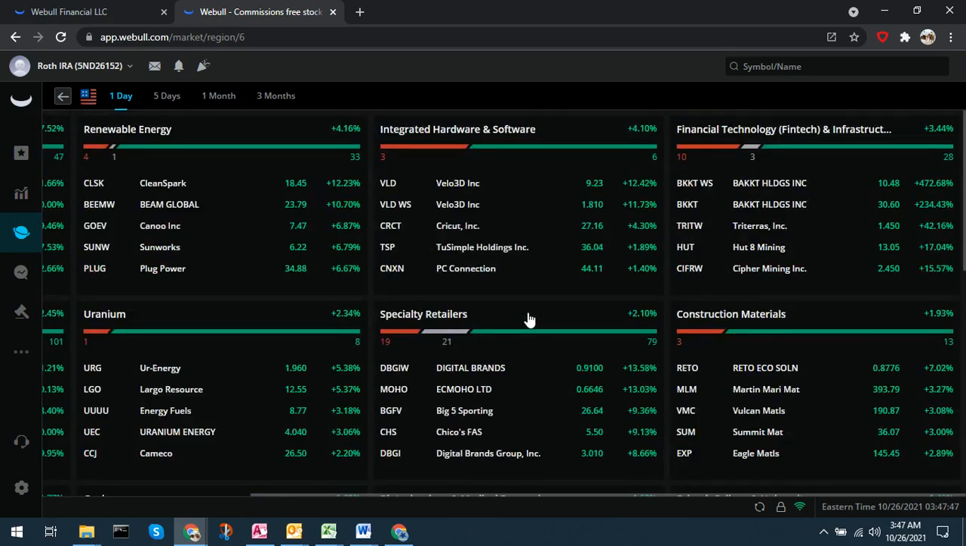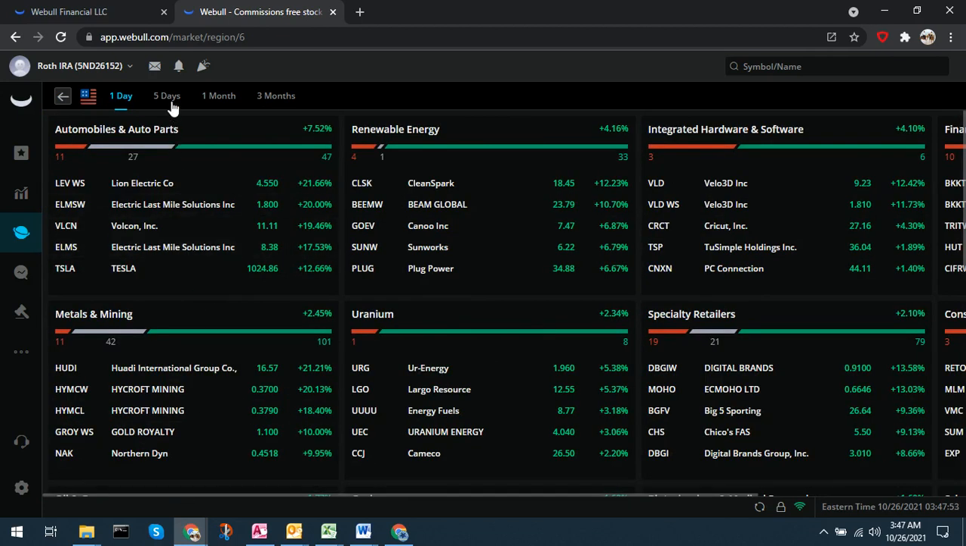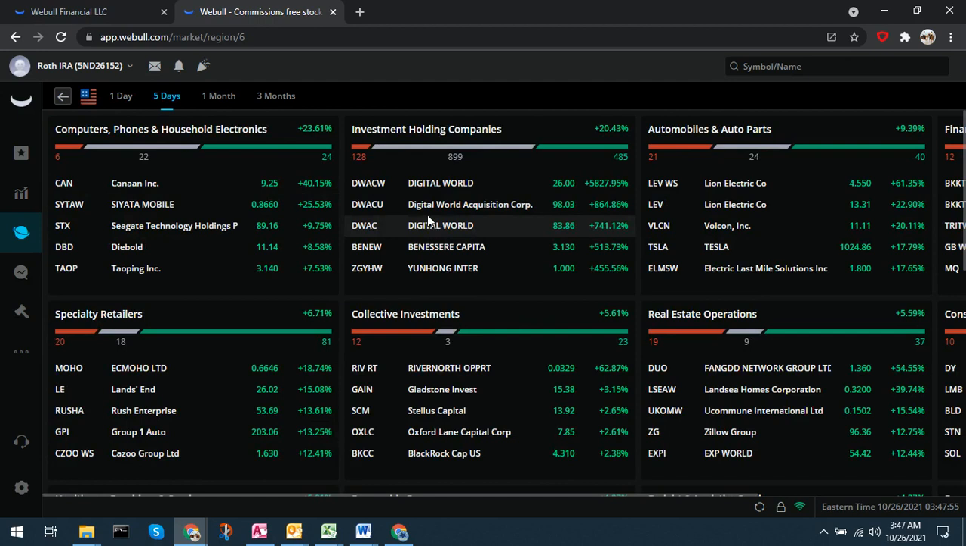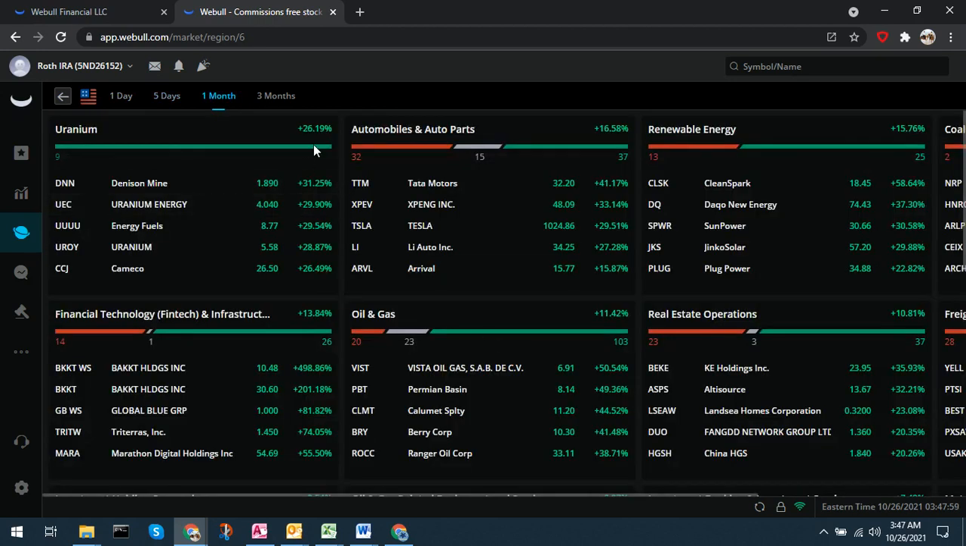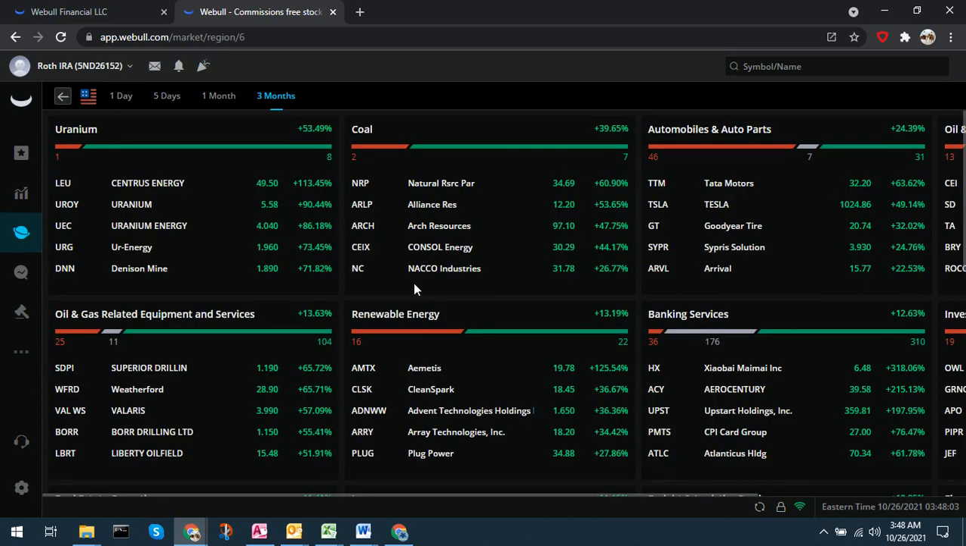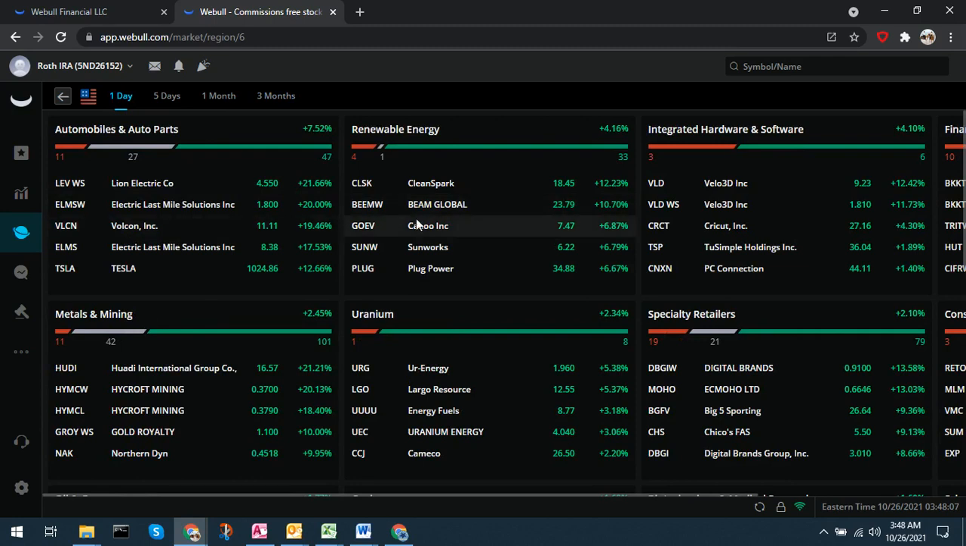And again, at the top, we're looking at all of them for the day. We can then select all of them for the past 5 days, all of them for the past month, all of them for the past 3 months. So we can see trends, right? Is the one for today different, or are the past 5 days, 1 month the same sectors, the top performers?